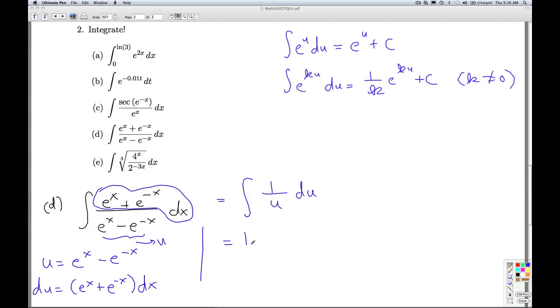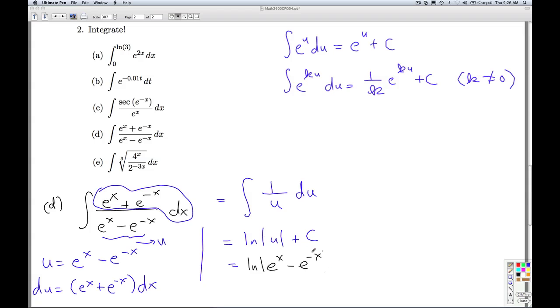And the integral of this is the natural log of the absolute value of u plus c, which is the natural log of the absolute value of e to the x minus e to the negative x plus c.